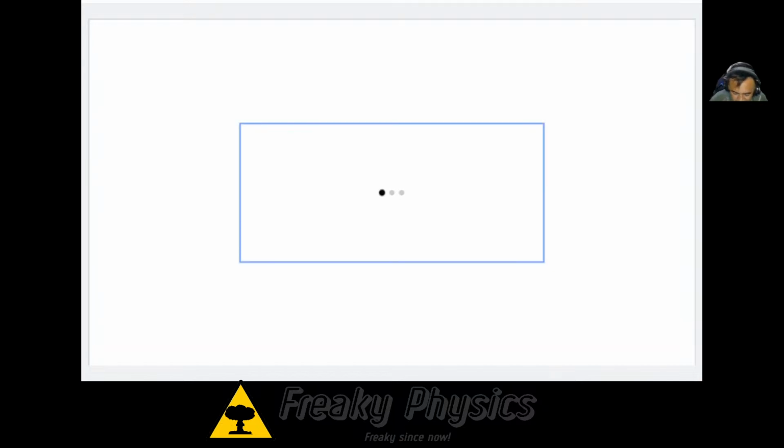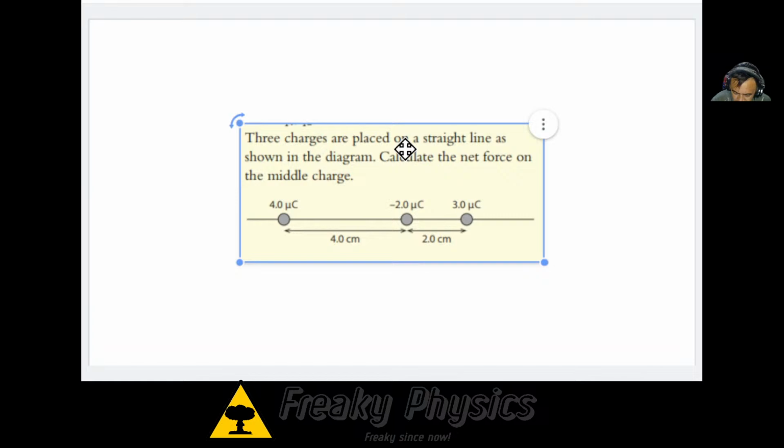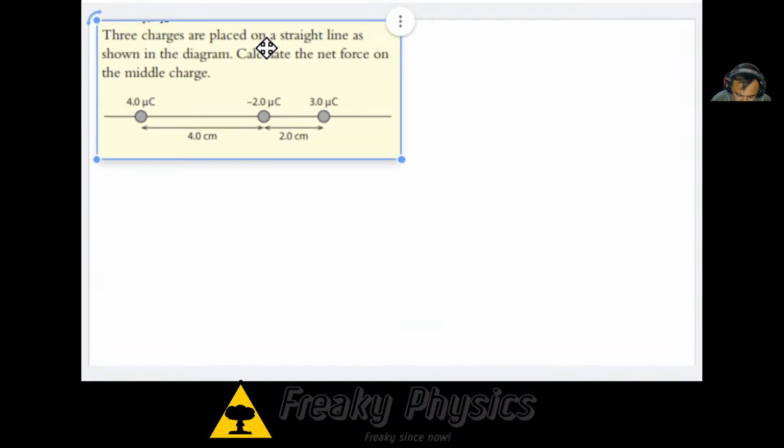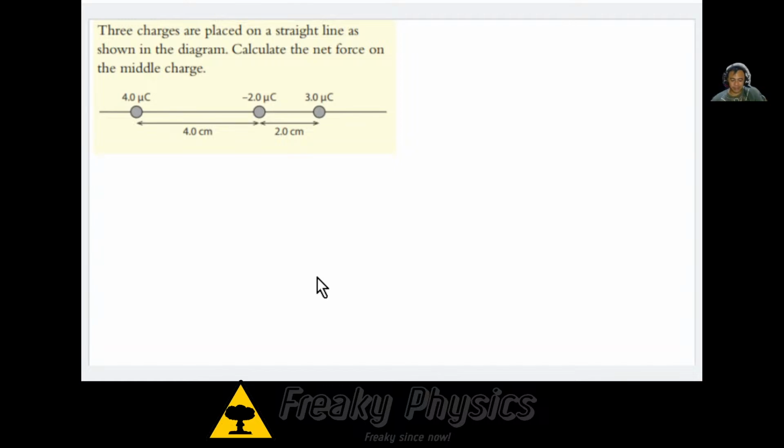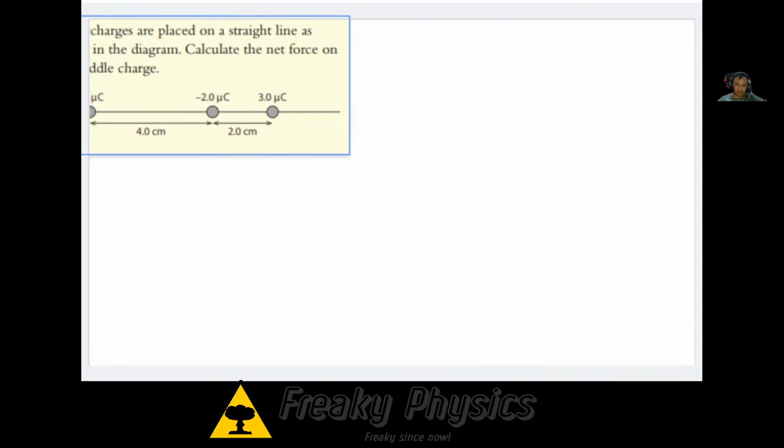Okay. This one's a bit easier because they're all in a line. So these three charges are in a line, so it's a bit easier. You don't have to do the table, but you still have to take into account the charges, whether they're positive or negative. We're looking for the net force on the middle charge.